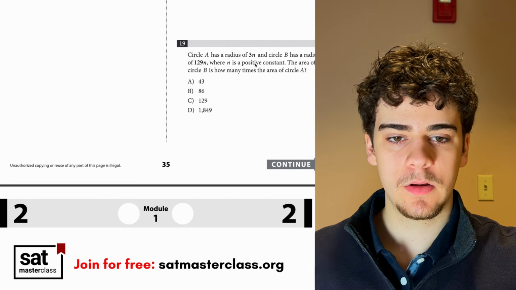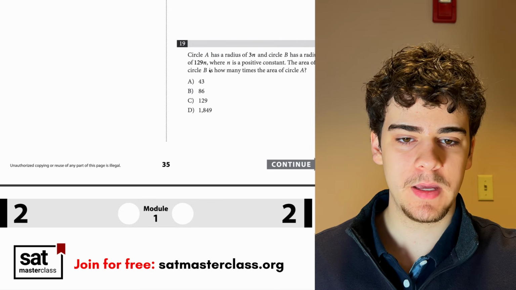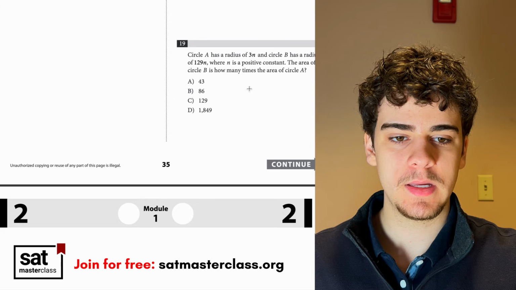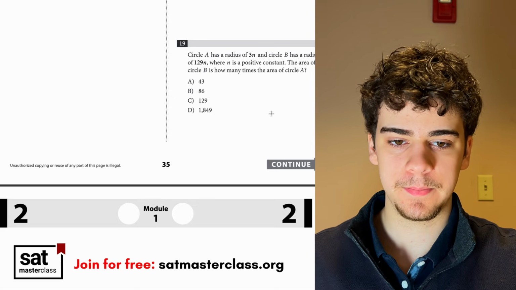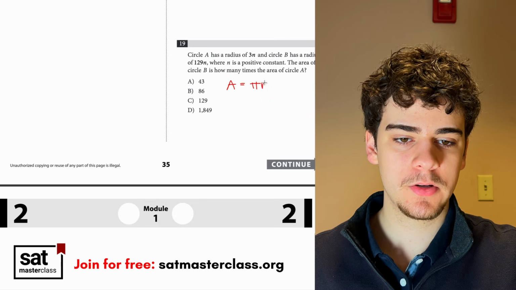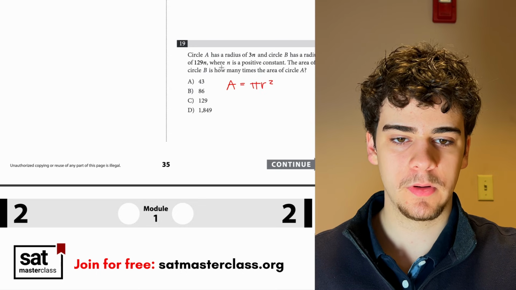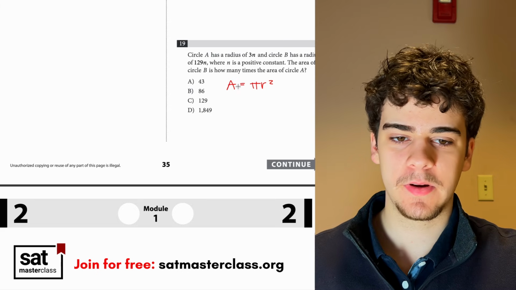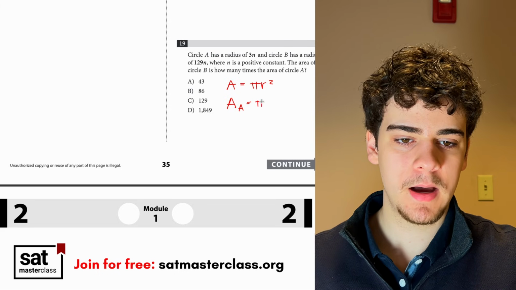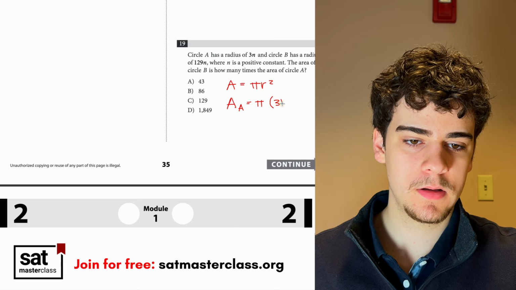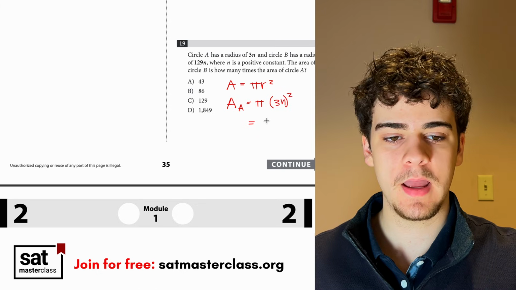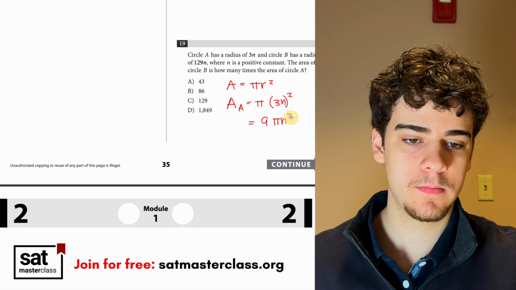Okay, question 19. Circle A has a radius of 3n and circle B has a radius of 129n, where n is a positive constant. The area of circle B is how many times the area of circle A? Okay, so circle A, if we express the area as pi r squared, then we can see that for circle A, that's going to be pi times, the radius is 3n, so it's going to be times 3n squared, which simplifies to, we have to square the 3 and the n, so it's going to be 9 pi n squared.